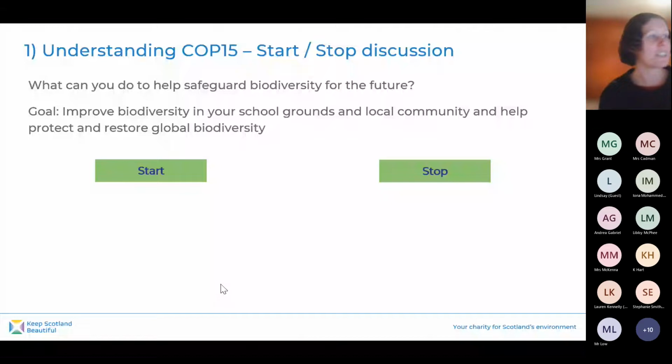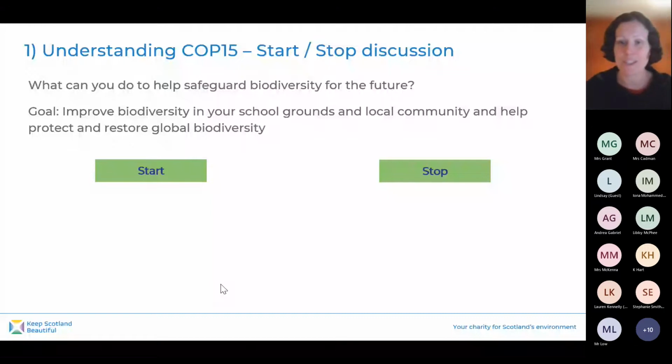So does anybody have any ideas of start and stop? What things could you start doing at more of a school level and or stop doing to help with biodiversity? This is quite a nice one because you can do it with pretty much any age group.